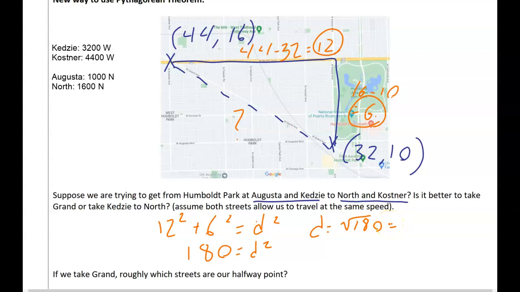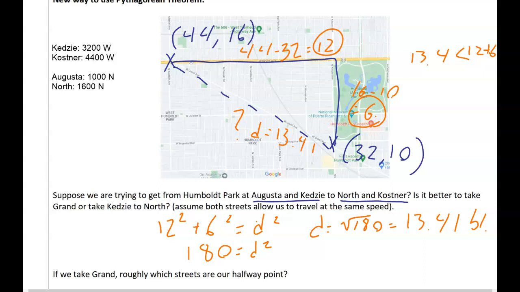You could tackle this a number of ways. Here, I'm just going to use a decimal because that's going to make it easy to compare. So that's 13.41 blocks. So that's what we just found: this D side is 13.41. Well, it looks like that's quicker, right? Because 13.41 is less than 12 plus 6. So obviously we should take Grand.